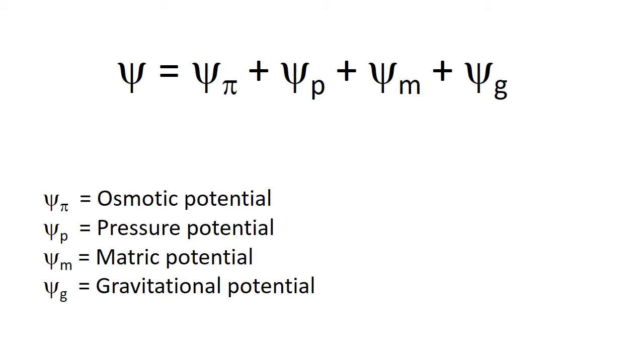The final factor is gravitational potential, which is the force of gravity working on water. Usually gravitational potential is slightly higher as you move higher up in the plant. It's also the force that drives the drainage of water downward through the largest pores within soil.